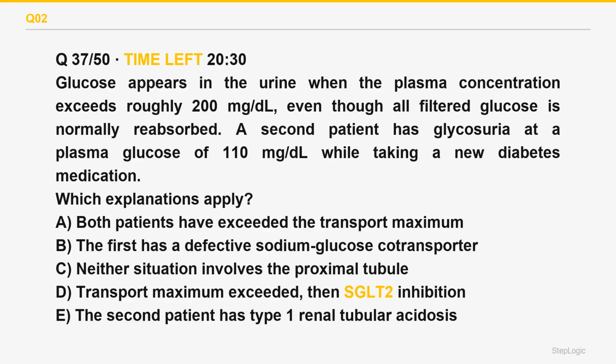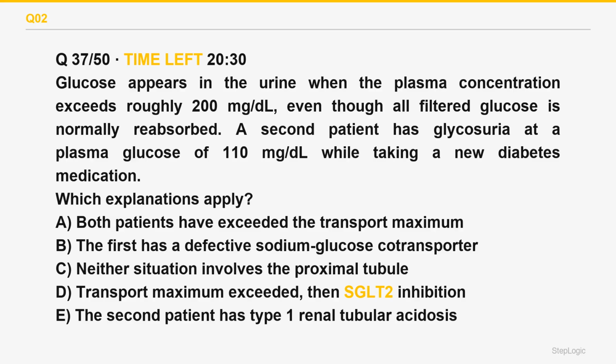Which explanations apply? Glucose appears in the urine when the plasma concentration exceeds roughly 200 milligrams per deciliter, even though all filtered glucose is normally reabsorbed. A second patient has glycosuria at a plasma glucose of 110 milligrams per deciliter while taking a new diabetes medication.